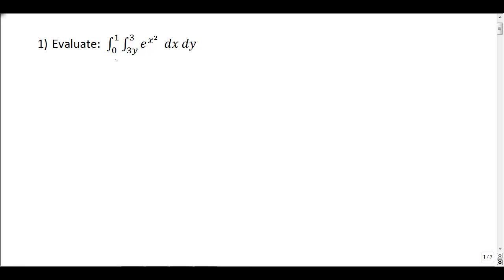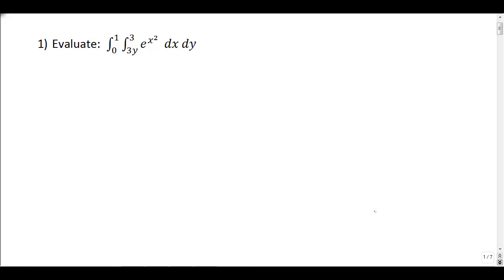We're going to go 0 to 1 in y, 3y to 3 in x, and we want to integrate e to the x squared. So at first glance, this looks like just a standard iterated integral question, but the first thing we'd want to do is integrate e to the x squared with respect to x. Now, unfortunately, there's no nice antiderivative there. There's no substitution you can do, anything like that.